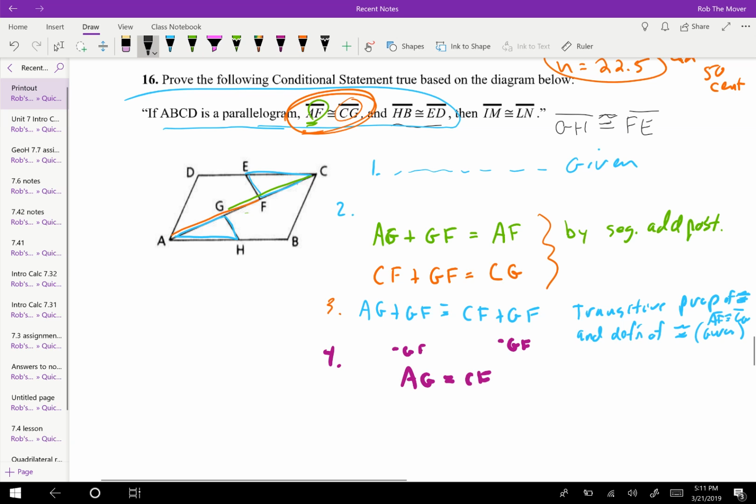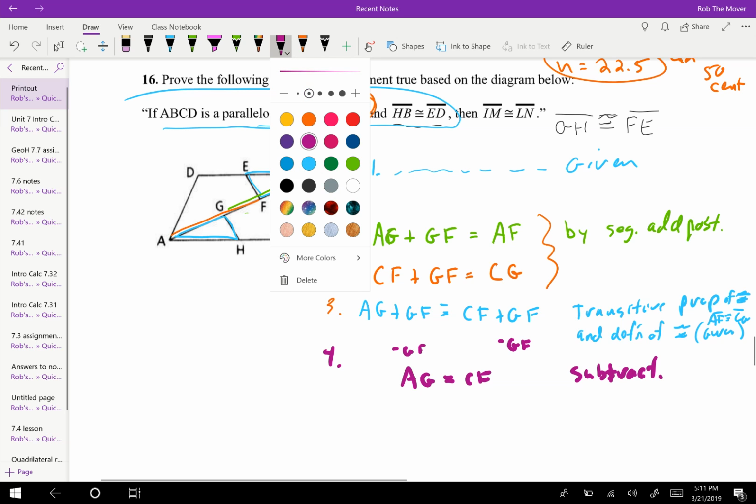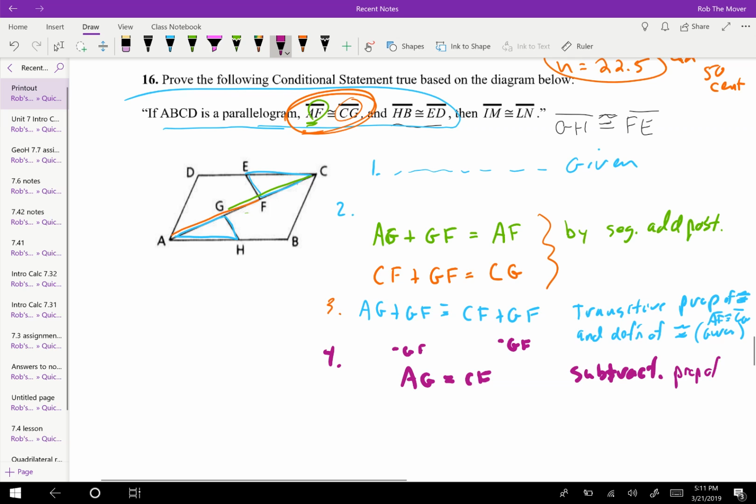Once you get AG equal to CF, that step is by the subtraction property of equality. Let me erase that. It looks too big to me. I subtracted GF on both sides. I got AG is equal to CF. Okay. AG now is equal to CF.